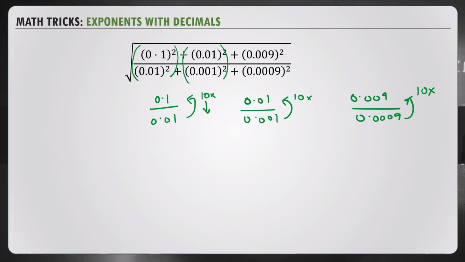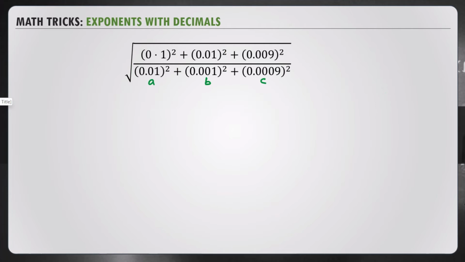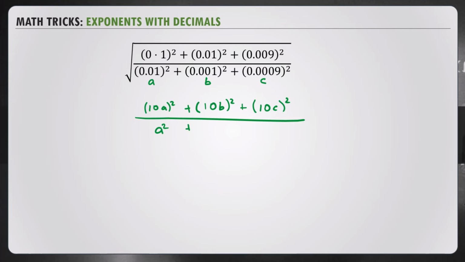Since it's 10 times what's in the denominator, let's make this A, B, and C. Let's start. Let's rewrite this in terms of A, B, and C. So this is 10 times A, so it's 10A squared plus this is 10 times B, 10B squared plus 10C squared, and this is A squared plus B squared plus C squared. Fine, and we have to find the square root of that whole number.